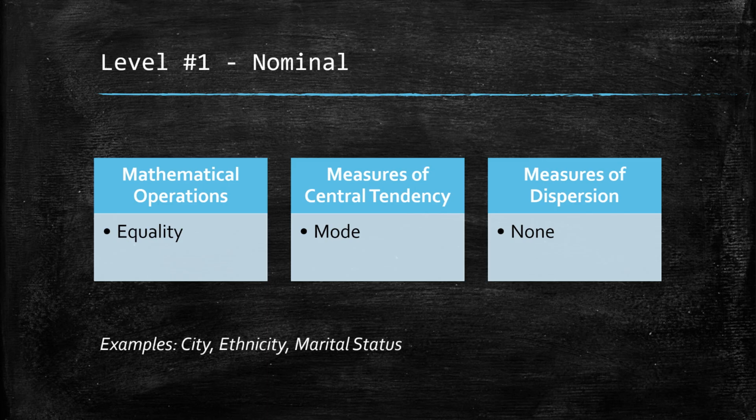So what are examples? Well, there's city, ethnicity, marital status. So you can determine if 2 people live in the same city. If you had a data set, you can see which city is the one that comes up most often, but that's really about it. There's nothing else you can really do. Same with ethnicity and marital status. If you had a data set, you can determine if 2 rows have the same ethnicity, or which one is the one that comes most often, but that's about it.